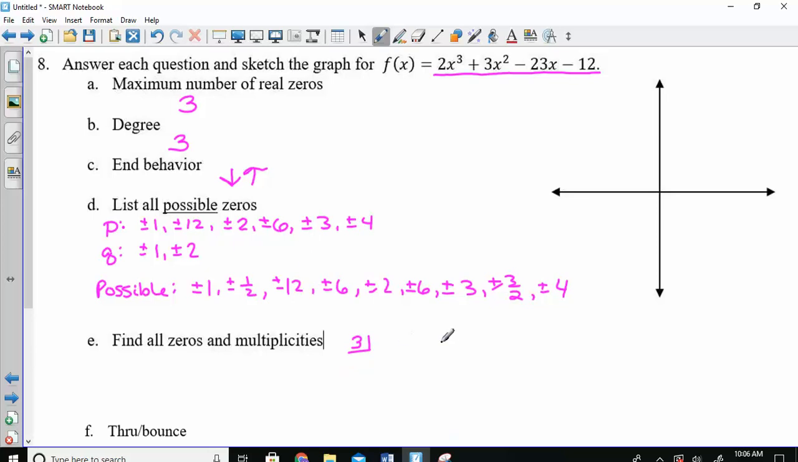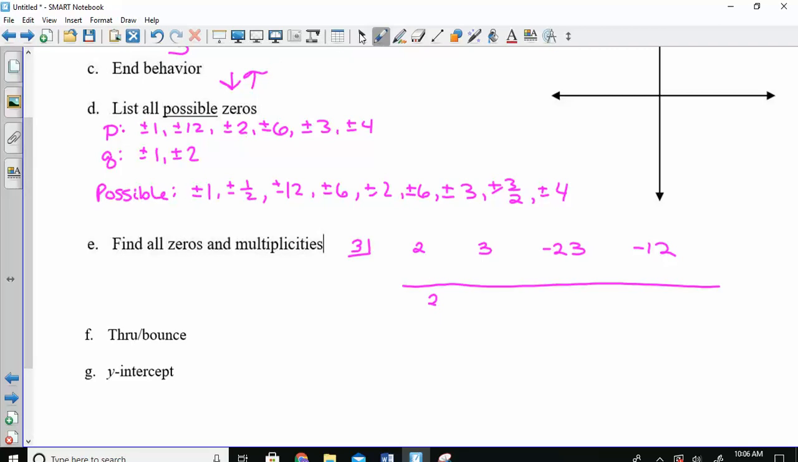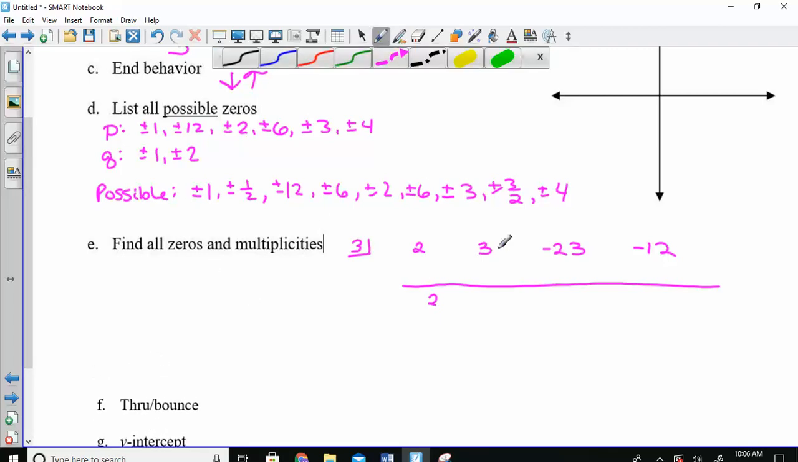Okay. How will we know if we got the right 0? It comes out to be a 0. Yeah, if we don't get a 0, then we need to try something different. So we do synthetic here. Hopefully I left you guys more room on your paper than I did on mine. So we're on part E now, finding the actual zeros. So we're going to do our synthetic.